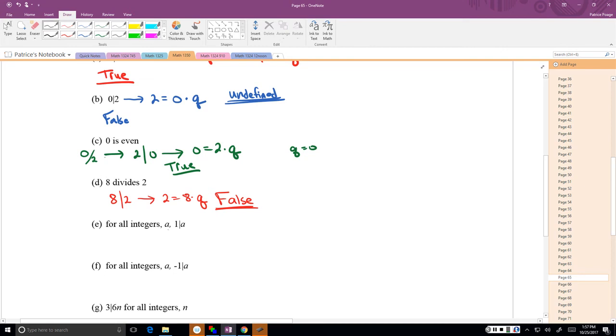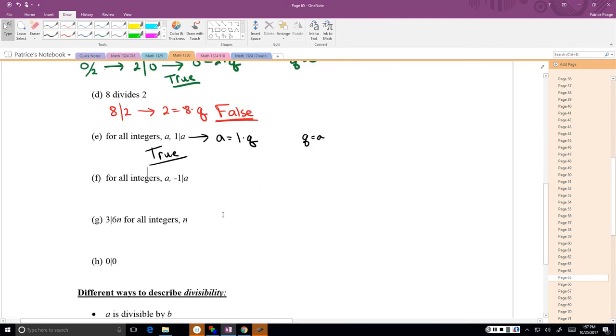Okay. For all integers a, 1 divides a. If 1 divides a, that implies that a equals 1 times q, where q is a unique integer. Is there a unique integer q that makes this true? Yes, a. Okay. -1 divides a implies that a would equal -1 times q, where q is a unique integer. Is there a unique integer q that would make this true? -a.